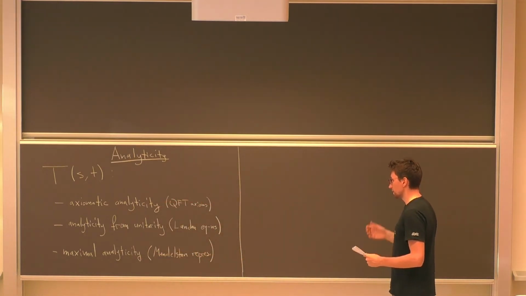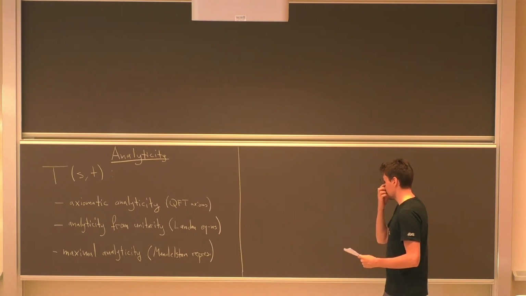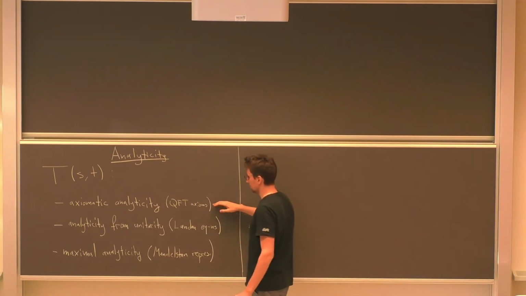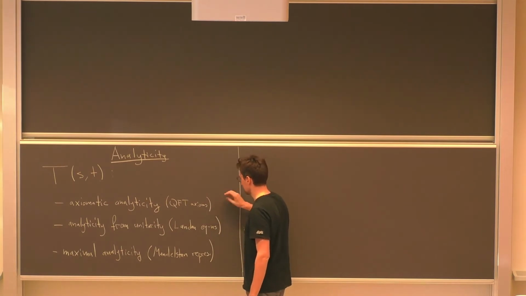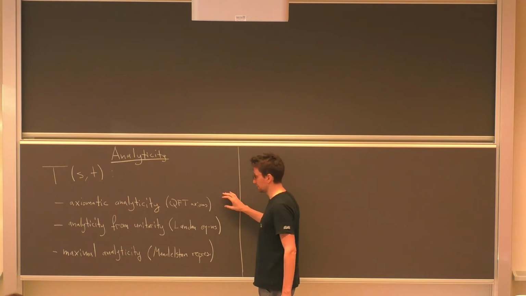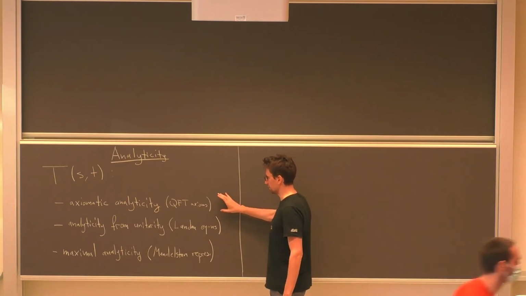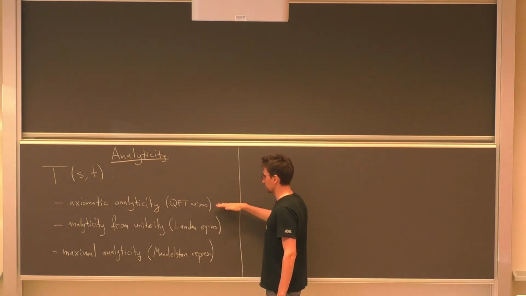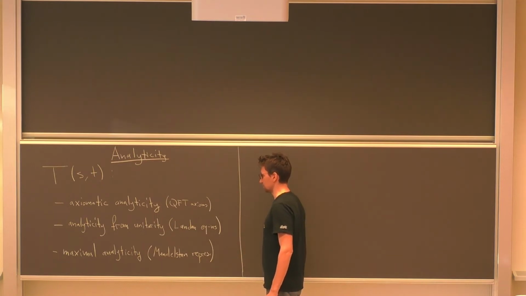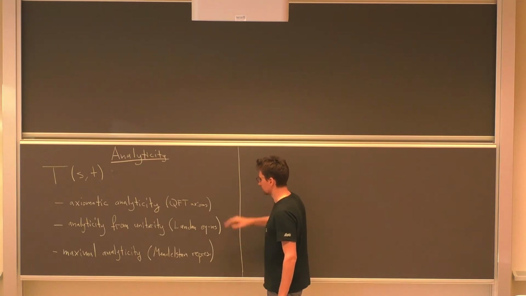So for this axiomatic analyticity, there is really a lot of literature, and I sketched the argument in the notes. But if you are not working on it, I think it's enough to say that you assume the axioms, the LSZ reduction, and you use various tricks to establish this.